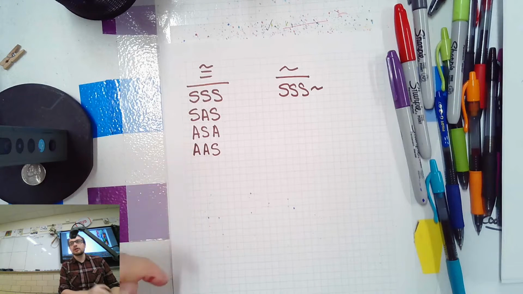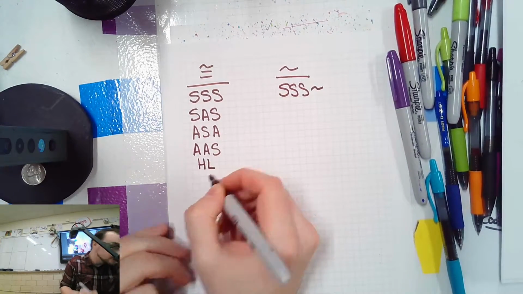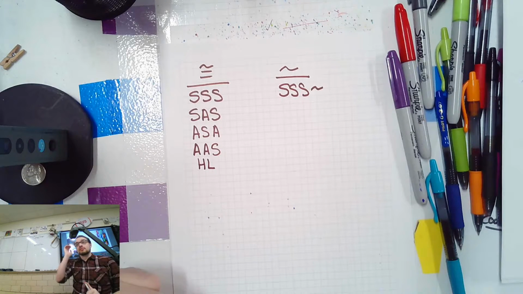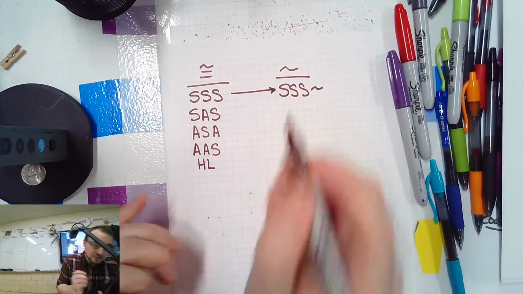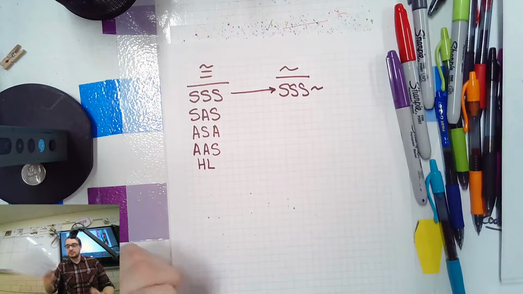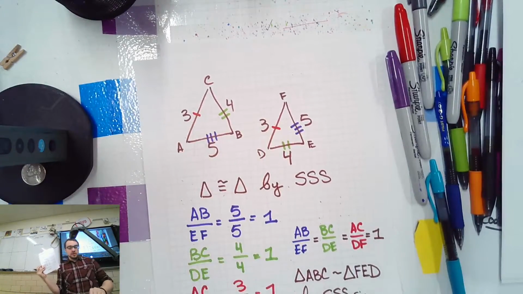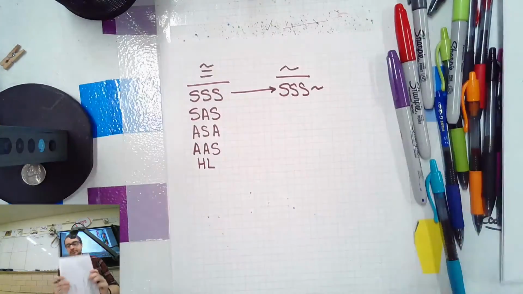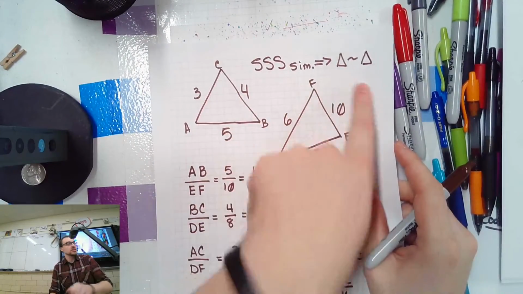What ones don't appear over here? Doesn't ASS still work? ASS does not work. Remember, ASS and ASS backwards don't work, but HL does. That's for hypotenuse leg, and it only works for 90-degree triangles. So this one appears over here for similarity, we've just kind of proven that. Side, side, side: if they're congruent, then they're also similar. Even if they're not congruent, but they have proportional sides, then it's side, side, side similarity.